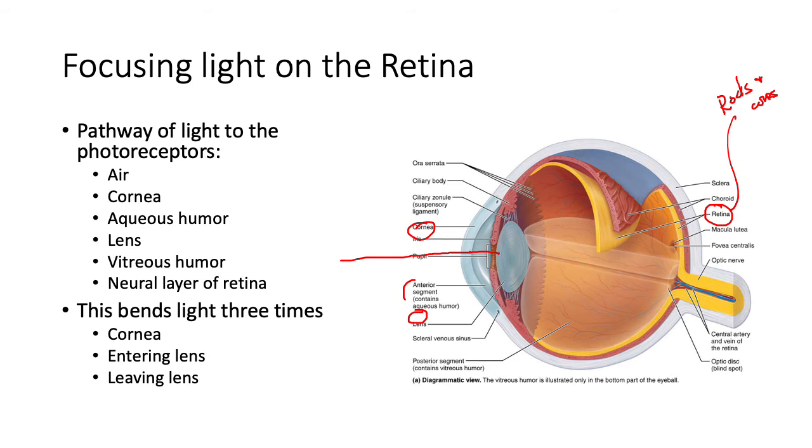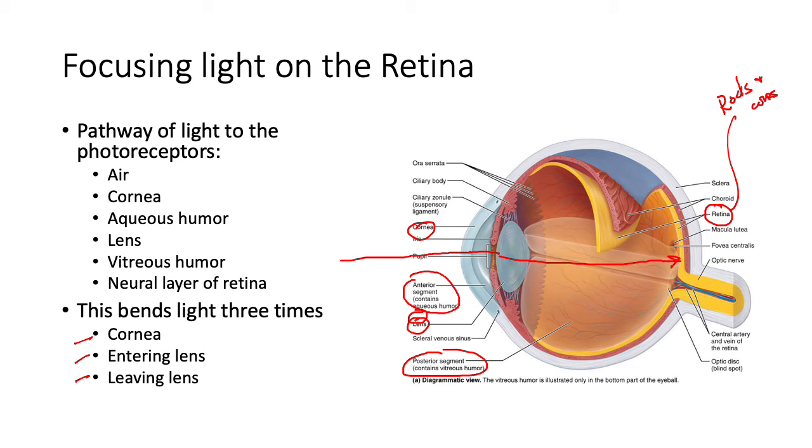So the anterior segment here contains the aqueous humor. The lens is here, this kind of big circular disc. Then it goes through the vitreous humor, which is found in the posterior segment, and then it finally hits the retina.